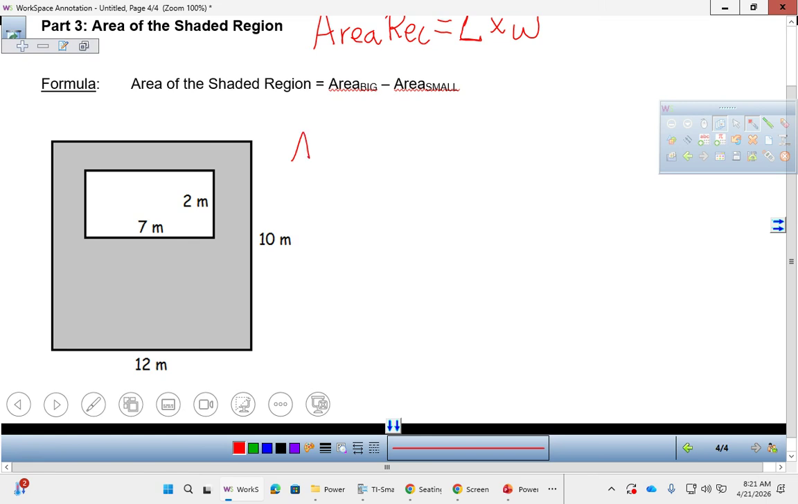So if I wanted to find the area of the big rectangle, I'm going to do the length times the width of the big shape. So 12 times 10, or 10 times 12, the order doesn't matter. So the area of the big shape is 12 times 10, or 120. And technically the units are meters squared, but it doesn't really matter if you put the units here. All right? So area of the big, length times width.